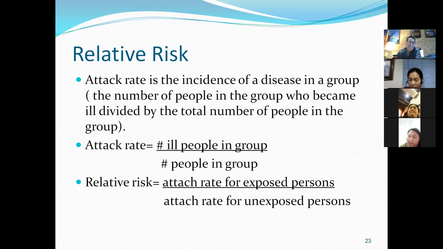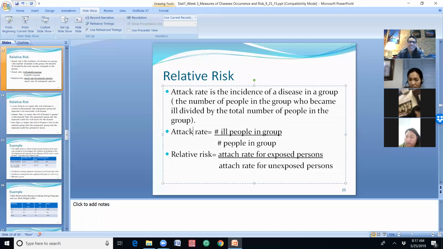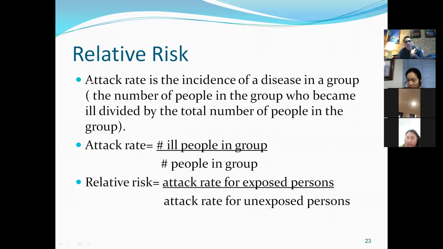And then the relative risk is the attack rate for exposed persons divided by the attack rate for unexposed persons. See, there are two steps when we look at relative risk. We have to determine first the attack rate, which is the incidence of a disease in a group. So, two steps: attack rate first, and once we have the attack rate, then we can calculate the relative risk, because we need the attack rate for exposed persons and the attack rate for unexposed persons.